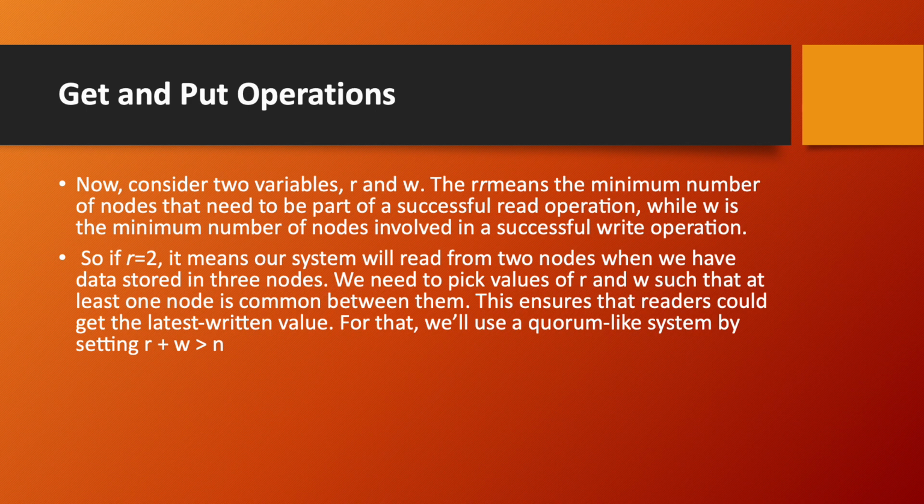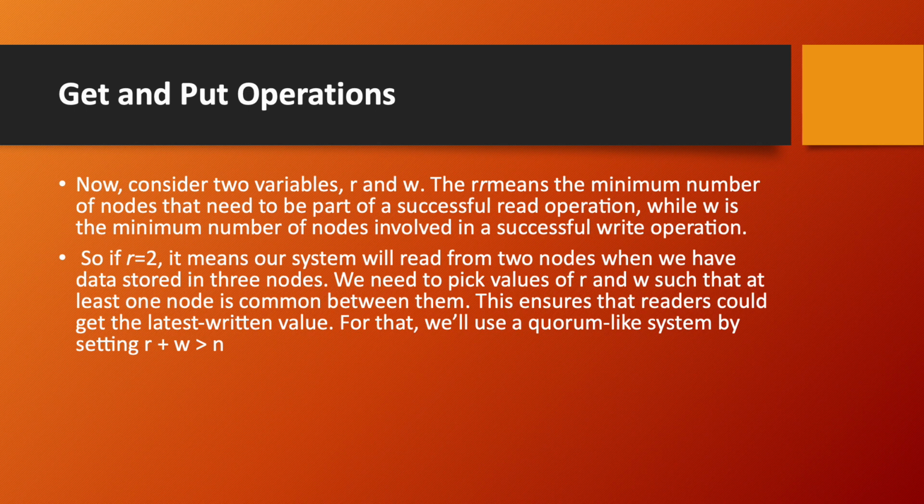So let's consider two variables, R and W. R means the minimum number of nodes that needs to be part of a successful read operation, and W is the minimum number of nodes involved in a successful write operation. So if R equals 2, that means our system will read from 2 nodes when we have data stored in 3 nodes. We need to pick values of R and W such that at least one node is found between them. This ensures that the reader gets the latest written value. For that, we'll use a quorum-like system by setting R plus W greater than N.